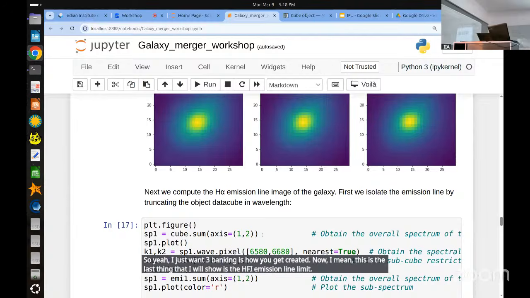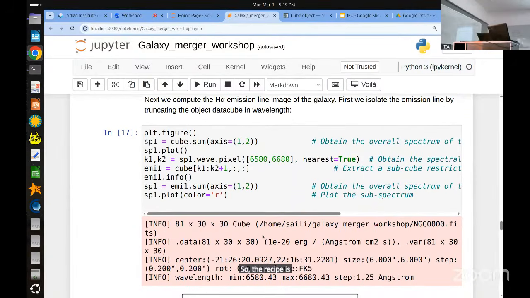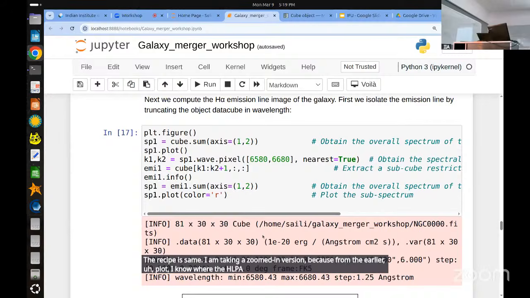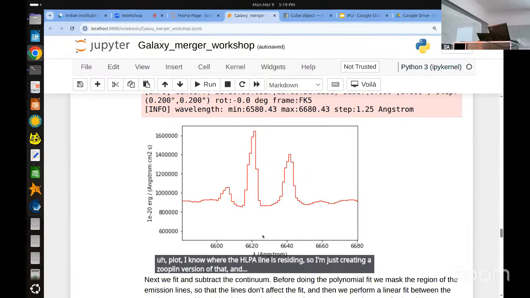So when we create an emission line image, the most important thing is to subtract the continuum. The recipe is the same. I am taking a zoomed in version because from the earlier plot, I know where the H alpha line is residing. So I am just creating a zoomed in version of that and plotting here the zoomed in version of the spectra. So this is N2 1, H alpha and N2 2. So these are the three lines.